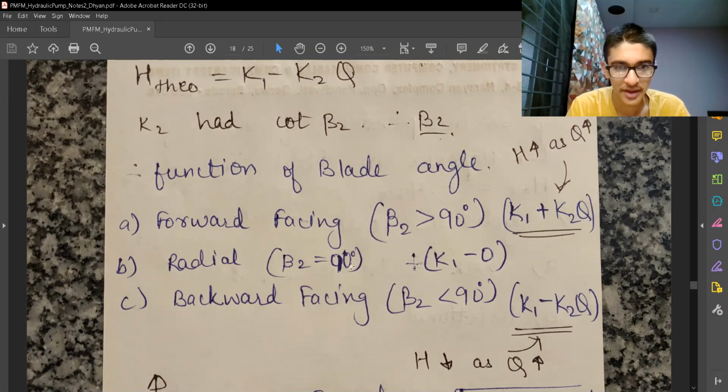That means when we increase the discharge, the head is going to increase. For radial blades, beta is equal to 90 degrees, so K1 minus 0, that means the head is constant with respect to flow rate. Flow rate does not have any change on the theoretical head.